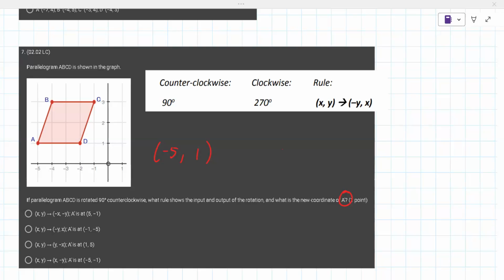All right, I am back. Apologize for the delay. All right. So the flip of this is -1 comma -5. Is that one there? Yeah, so looks like it's B.